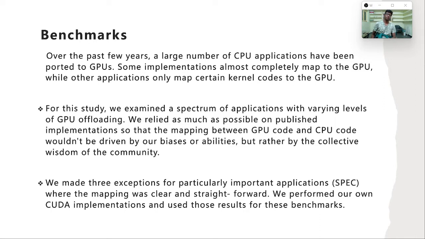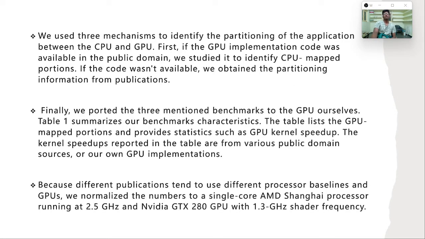We performed our own CUDA implementations and used those results for these benchmarks. We use three mechanisms to identify the partitioning of the application between CPU and GPU. First, if the GPU implementation code was available in the public domain, we studied it to identify CPU mapped portions. If the code wasn't available, we obtained the partitioning information from publications.